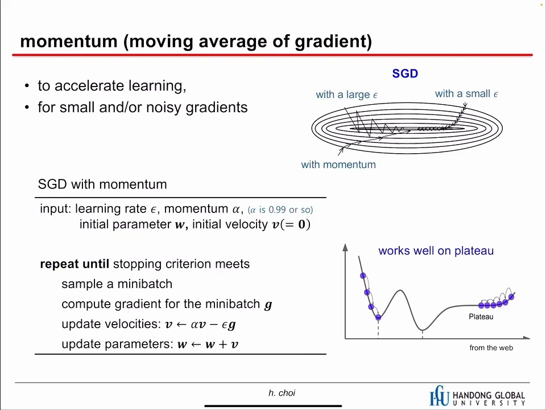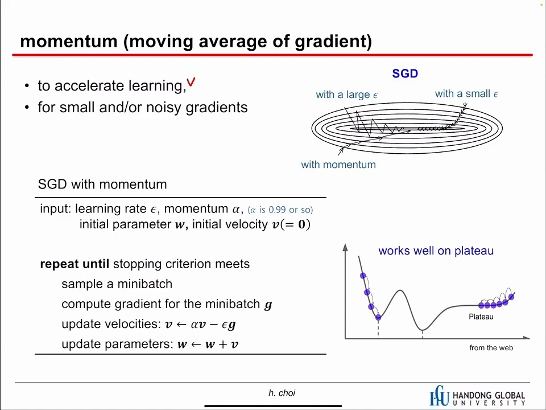Now in this slide we are going to talk about the direction of the learning. In the previous slide we talked about the step size, and from now on we're going to talk about direction, or sometimes we'll talk about the learning rate too. So the first one is momentum. Momentum is about the moving average of the gradient, and it will accelerate learning, especially for small or noisy gradients.